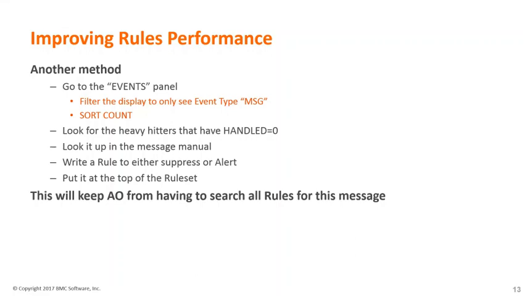Now, another way you can approach this to improve your processing of your rules is to go into the events display in AutoOperator and look for the events that have occurred a lot that have a handled count of 0. And what you want to do for those, assuming you've looked them up and there's things you don't mind suppressing, effectively, you can write a rule, put it at the top of your rule set, have it match that event, and then suppress it, or you could just write a message to the journal. But that approach will eliminate a lot of scans of your rules when they're not necessary, when you can just match it quickly up at the top.